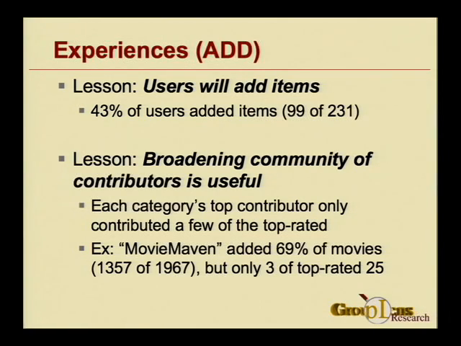Our first lesson is that users will add items. 40% of the users who joined the site added at least one item. We found that broadening the community of contributors is useful. Each category's top contributor only contributed a few of the top-rated items. So for example, a user who I'll call MovieMaven added 70% of the movies, but only 3 of the top-rated movies.